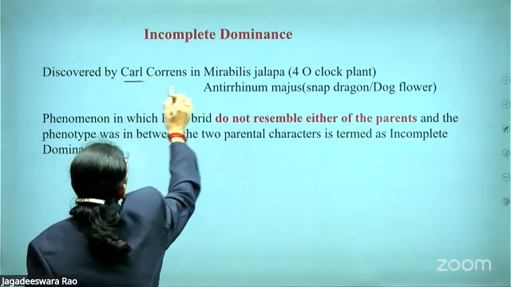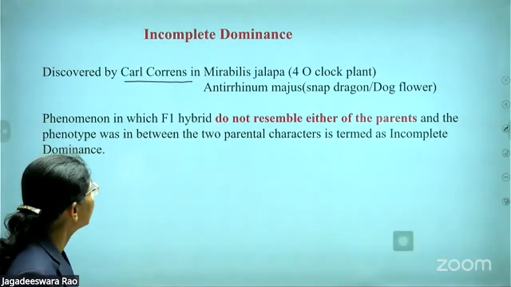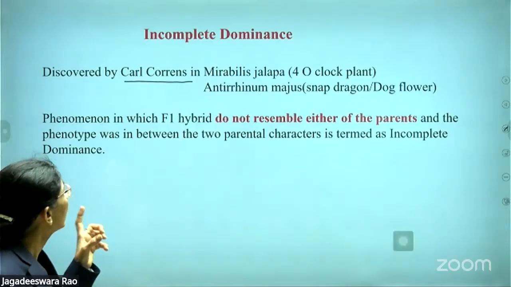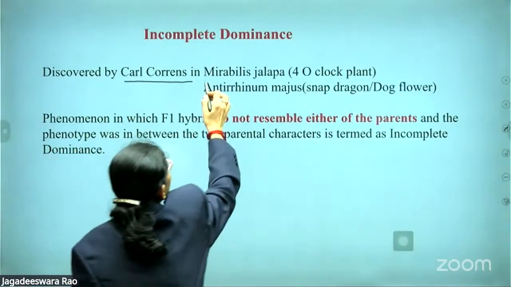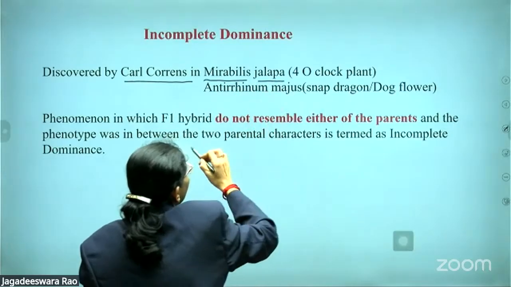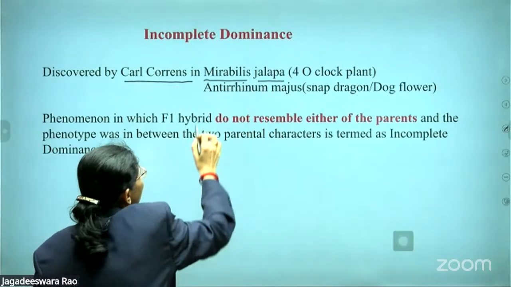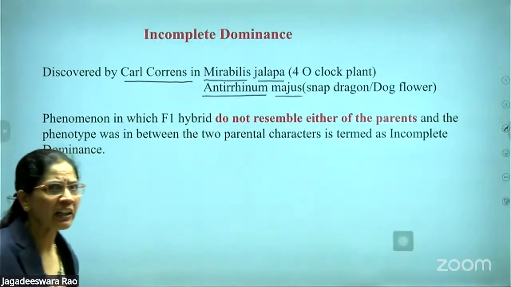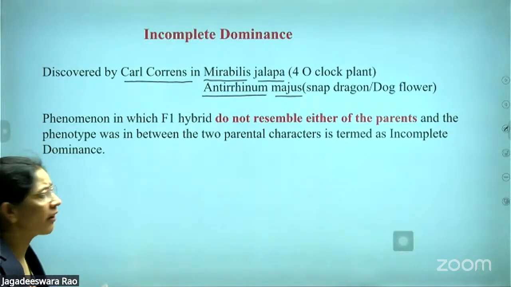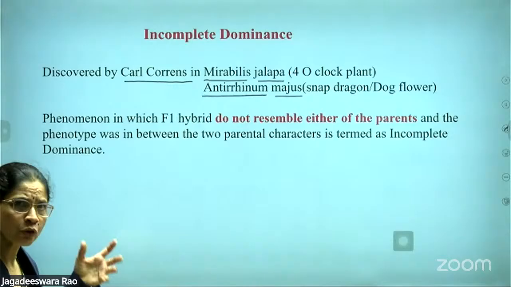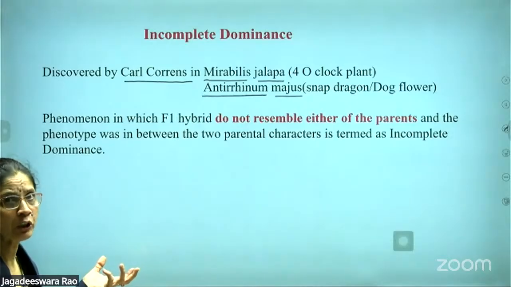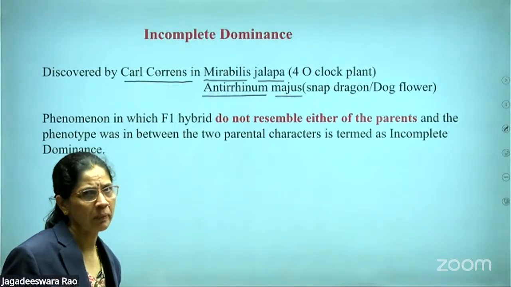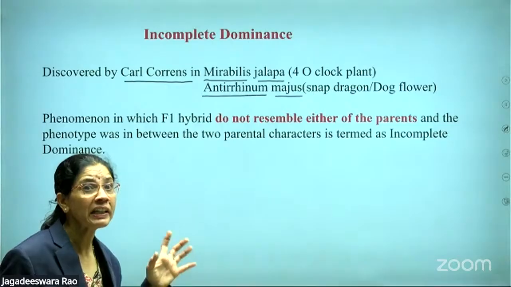So here, the same scientist Carl Correns discovered that there is a flower called the 4 o'clock plant. It is also called Mirabilis jalapa, its scientific name. And one more flower, that is dog flower. It is also called Antirrhinum majus, that is the snapdragon or dog flower. It also shows the phenomenon called incomplete dominance, and Mirabilis jalapa, that is the 4 o'clock plant, that also shows incomplete dominance.